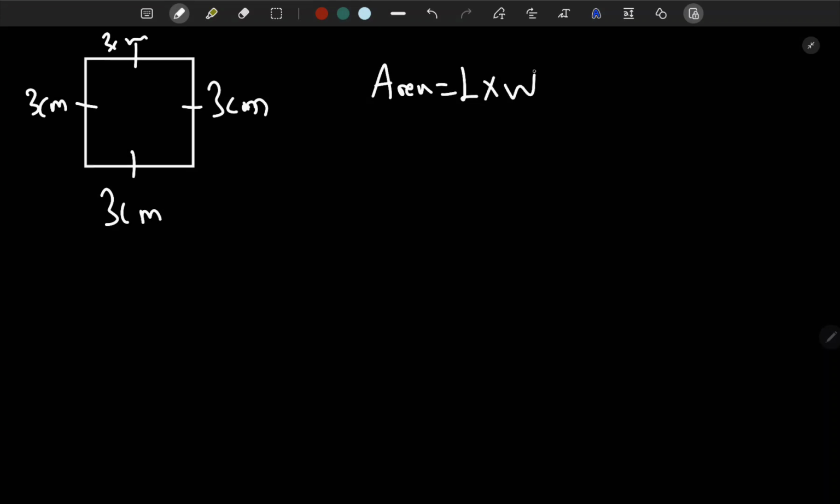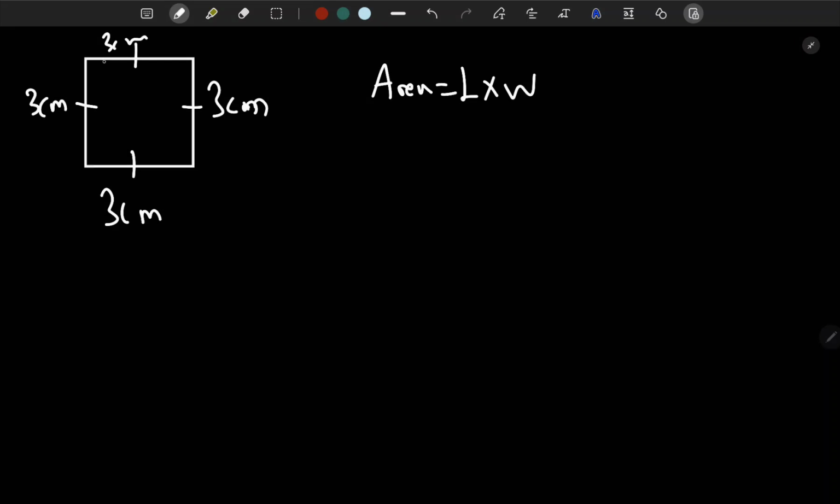So let's say if you have one of the sides as 3 centimeters, then all of the sides are 3 centimeters, since all the sides in a square are equal. So now the formula for area is equal to length times width, but since all the lengths are the same over here, it will just be length squared, or you can say width squared.